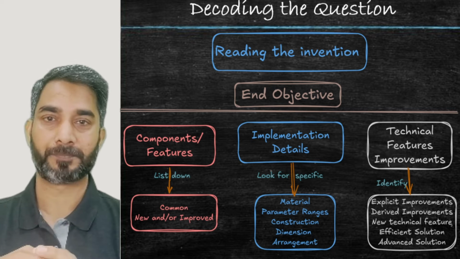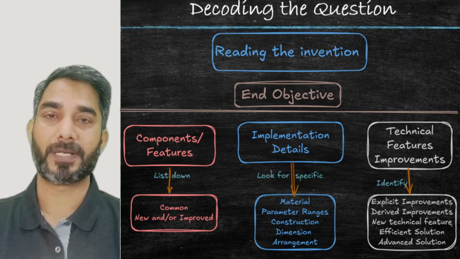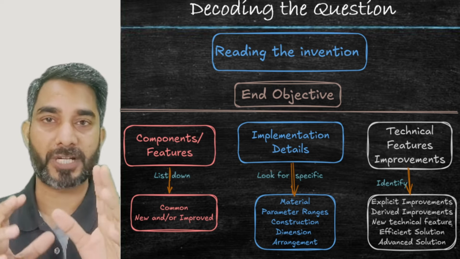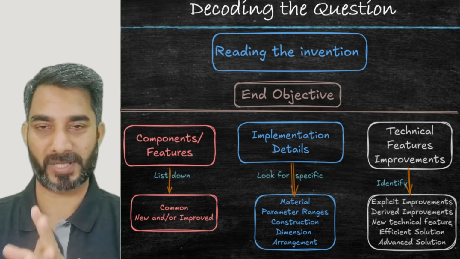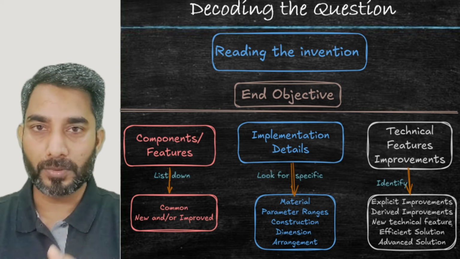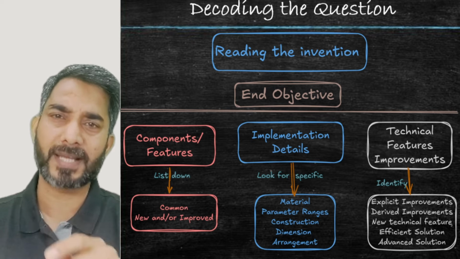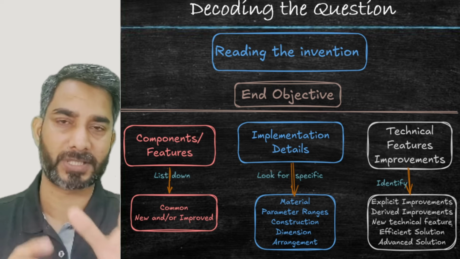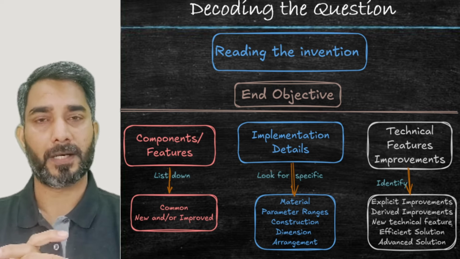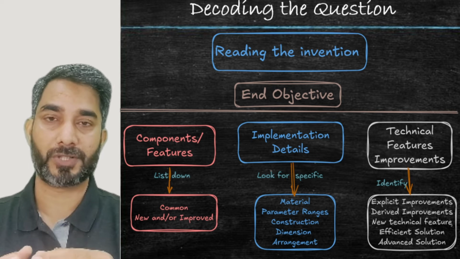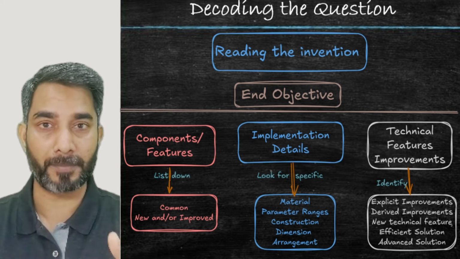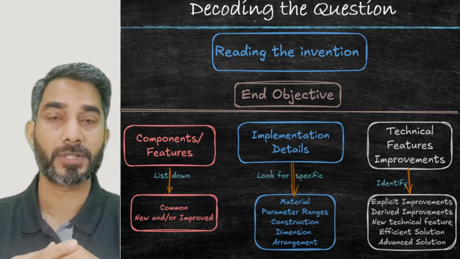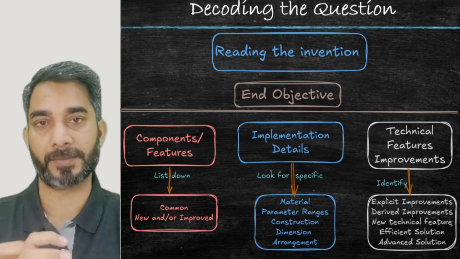The next step is to identify or list down all the components which are mentioned in the invention disclosure or in the question paper. While you read down the components, you will realize that a few of the components are common for such a system, or a few of the steps are common for such a method. You will also find a few components which are written in a manner which feels like they are improved versions of the previous components or existing components, or which are new components altogether.